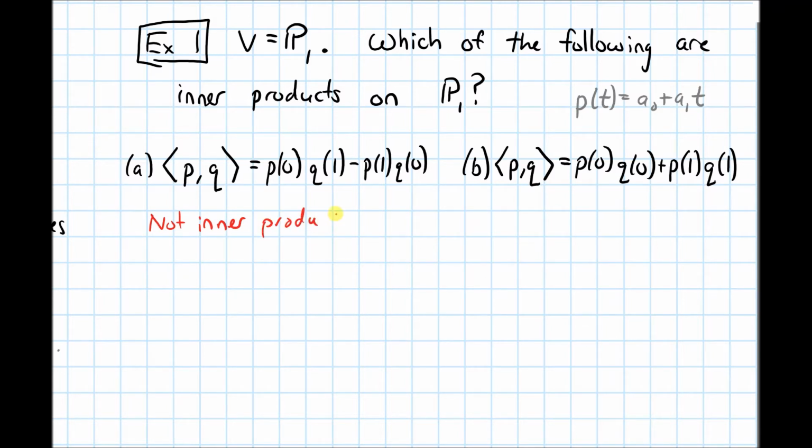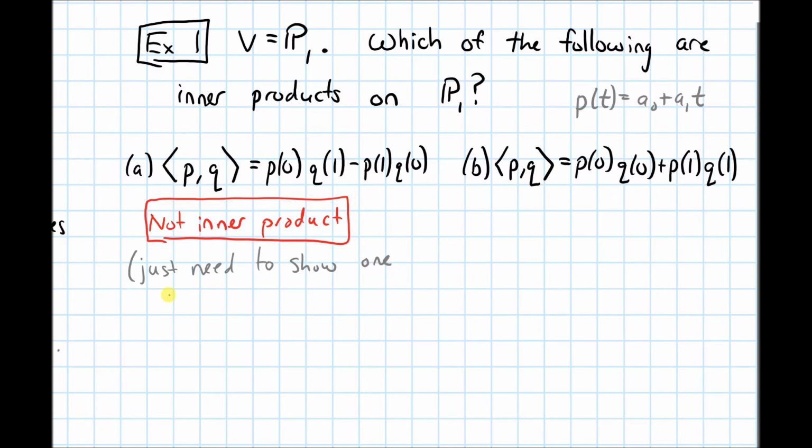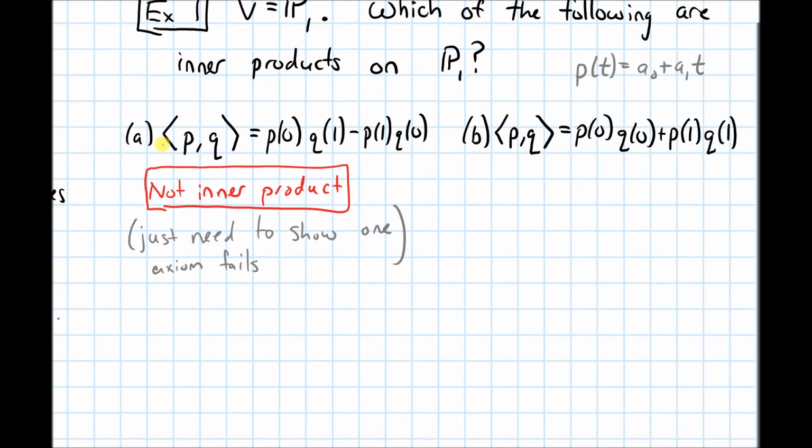This is not an inner product. So let's talk about why. Before we do, I want to make a note that if we want to show something is not an inner product, we just need to show that one axiom fails to hold. To get a feel for which axiom that might be, initially we might not be too sure.